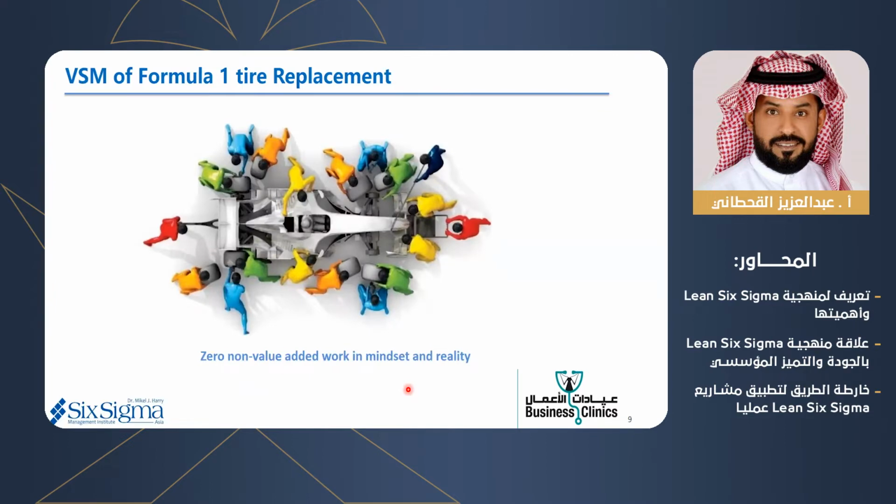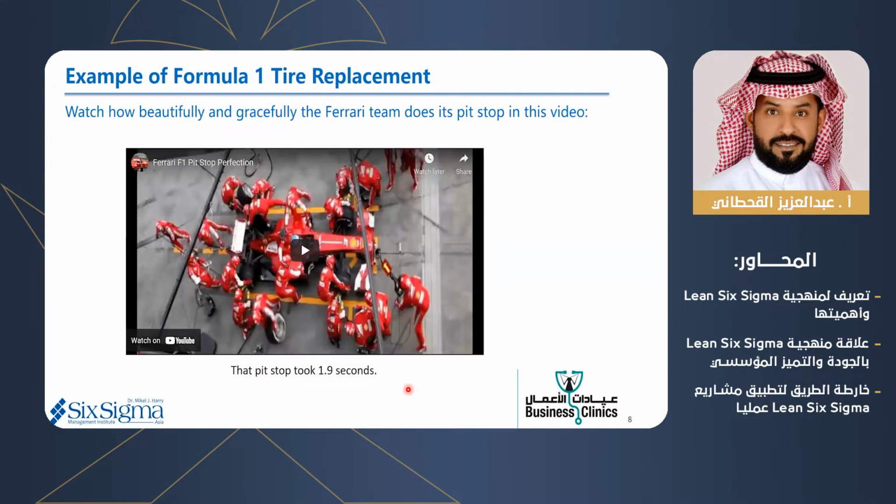Okay, here is an example of the Formula One tire replacement. Back in the 70s or 80s, the time for replacing the tire was on average 55 to 65 seconds. And after the Ferrari team implemented the lean concept, they brought the time down to 1.9 seconds. Now we will watch the video together, and hopefully we can see how they go about tire replacement.